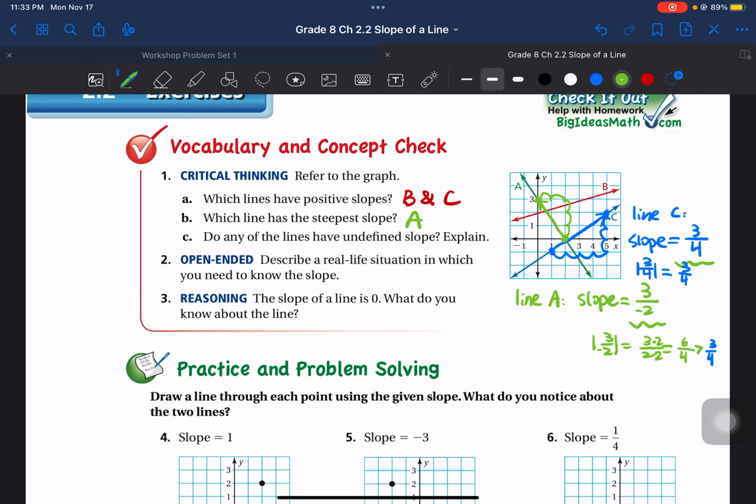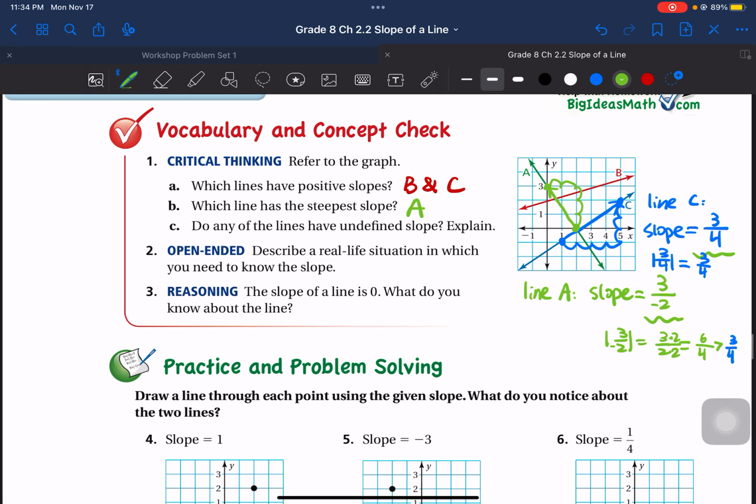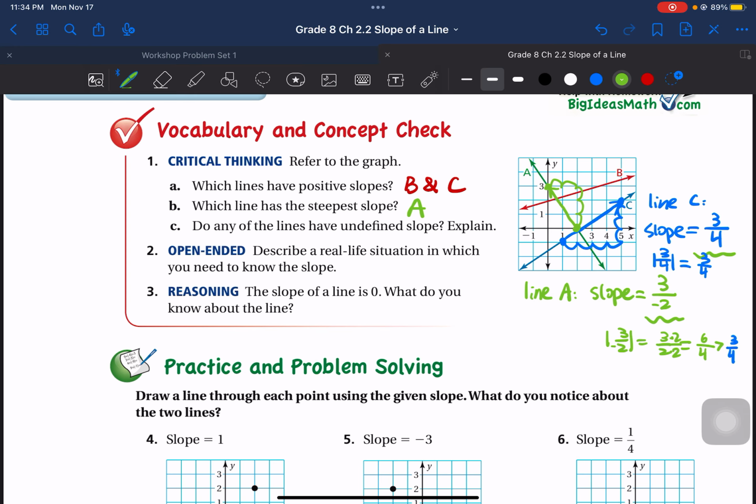Do any of the lines have undefined slope? If one line has undefined slope, that means it should have 0 at the bottom. That means the run is 0, that means there's no change in x. That means it should be a vertical line, but here we do not have any vertical line, so it's no. And I want you to do number 2, number 3 by yourselves.